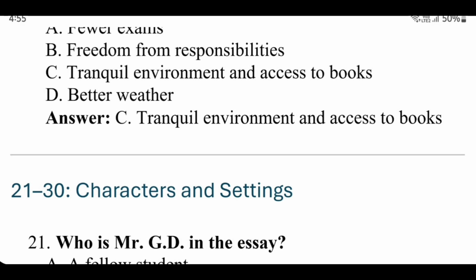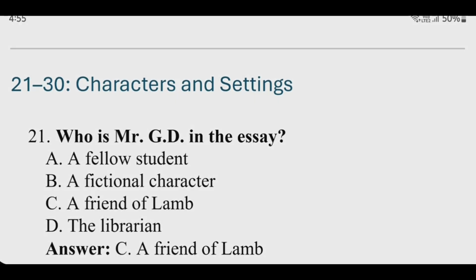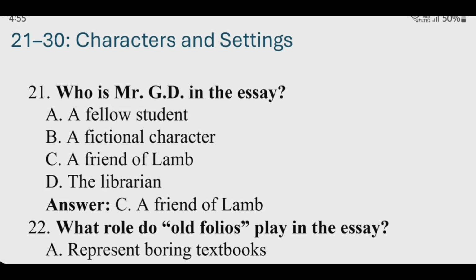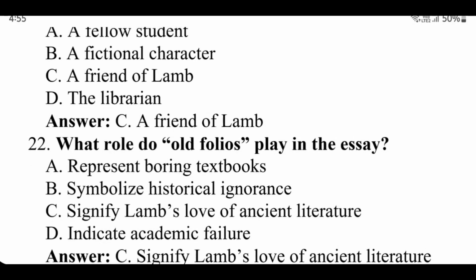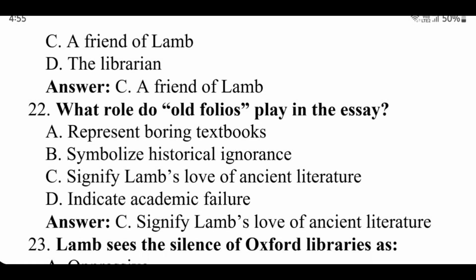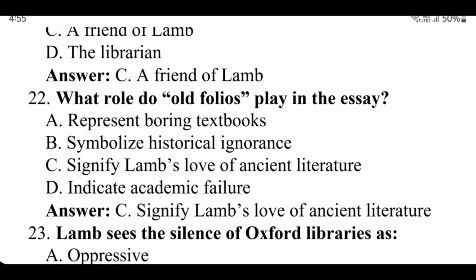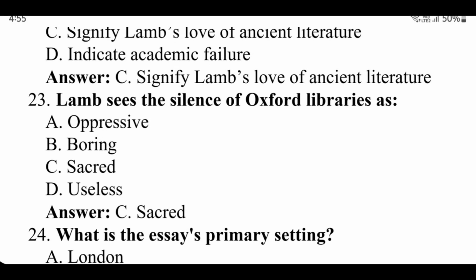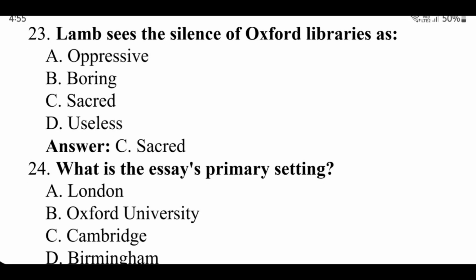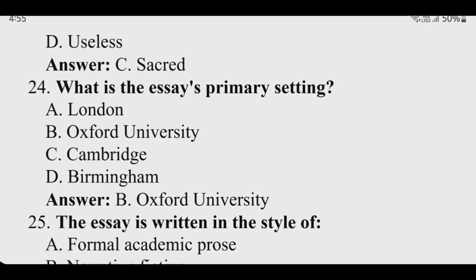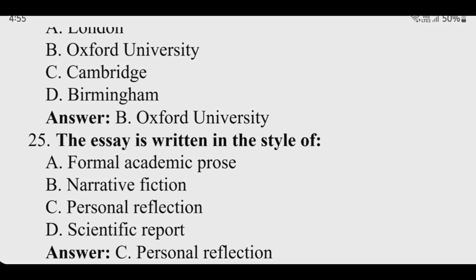Who is Mr. GD in the essay? He was a friend of Lamb. What role do old folios play in the essay? They signify Lamb's love of ancient literature. Lamb sees the silence of Oxford libraries as sacred. What is the essay's primary setting? The primary setting is Oxford University. The essay is written in the style of personal reflection.